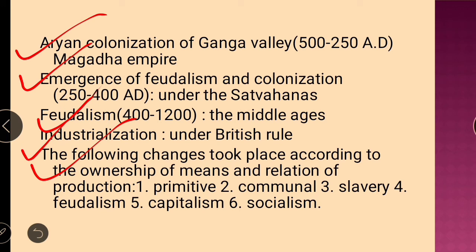Before that, we have to understand the few types of society that have been discussed by Karl Marx. The first one is primitive, then communal, then slavery, after that feudalism comes, then capitalism, and capitalism would be replaced by socialism. So these are the six stages of society that have been discussed by Karl Marx. If you have any doubt regarding these points, we will be covering Karl Marx in a later part of our series.